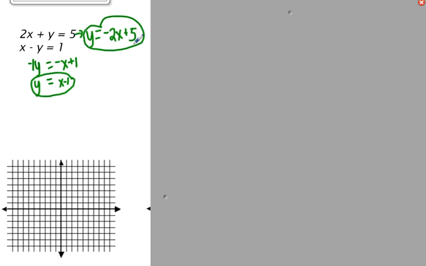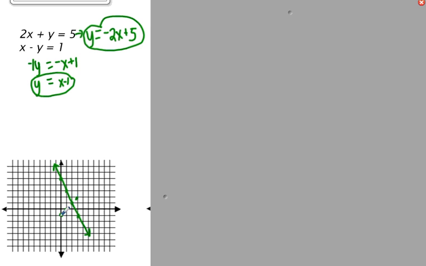So starting with my top equation, my y-intercept is 5. So I'll put a point where y equals 5. And my slope is down 2 and to the right 1. And then I can connect my points together for my line. My second equation, y equals x minus 1, I'm going to start at my y-intercept, which is negative 1. And for my slope, I'll be moving up 1 and over 1.